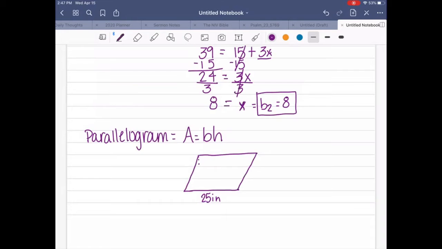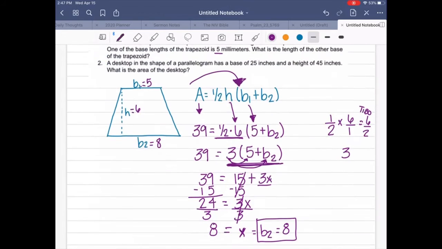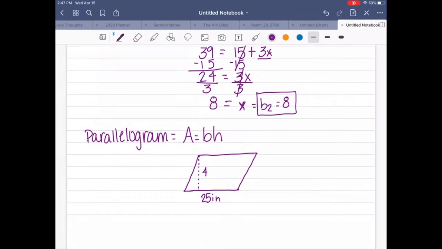Now remember, my height goes from the base to the very top of the parallelogram. I forgot the number, 45. So I can't count the slanted line right here as my height because if something is slanted, you can't tell how tall it is.